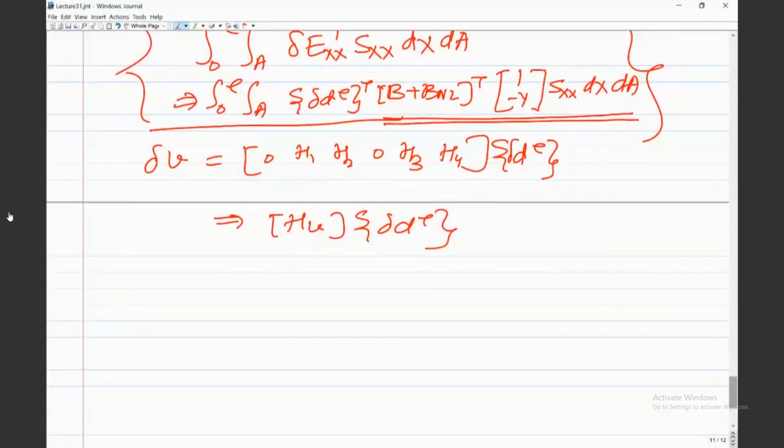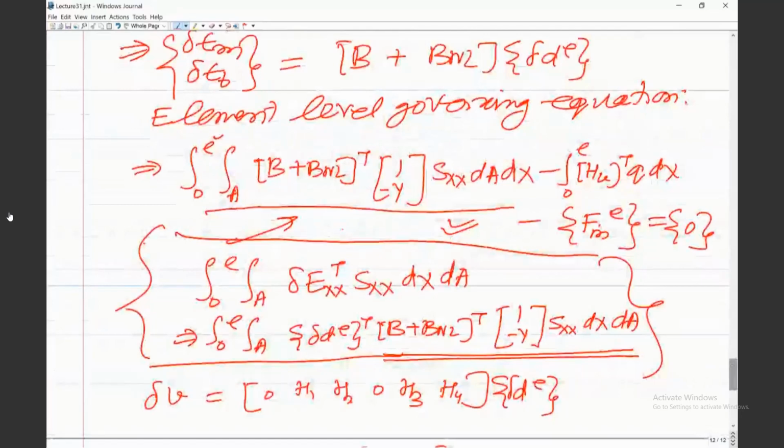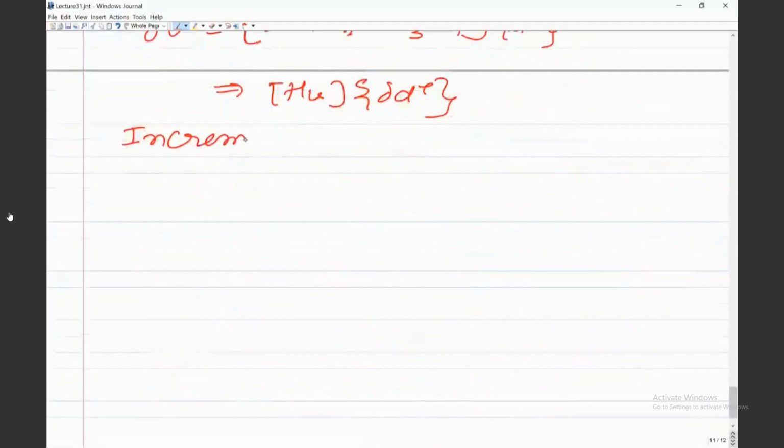Now if you look at the incremental form using Newton, this equation, the element level Galerkin equation, is a nonlinear equation, because BNL contains the dV by dx term, and Sxx of course contains du naught by dx and dV by dx square terms. So it's a nonlinear equation. To solve this, we need to use the Newton-Raphson method, and for that we write its incremental form.